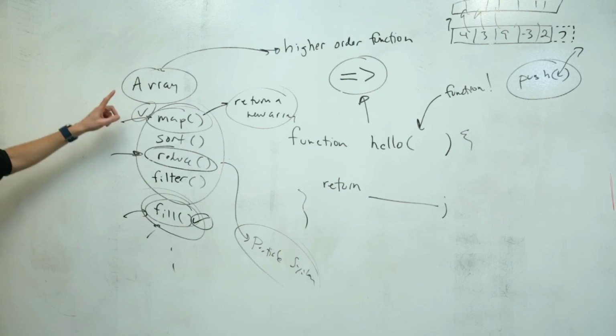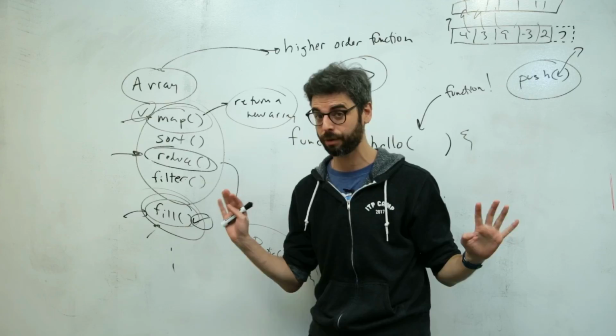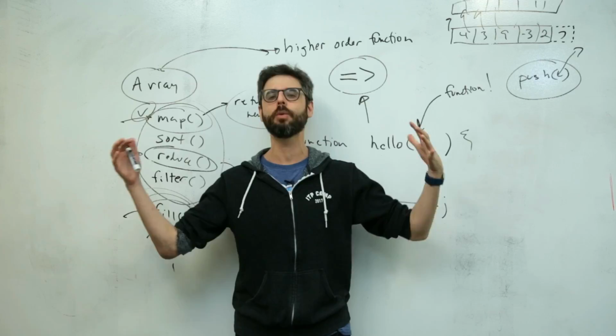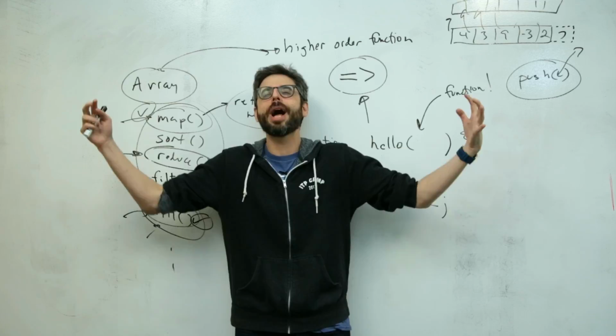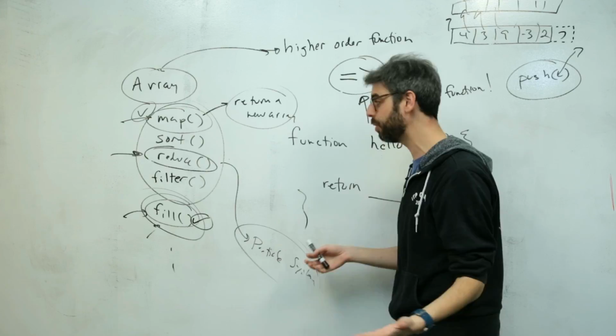Okay, so reduce. This is a really interesting and kind of weird and quirky higher order function for arrays. The reason why it's called reduce is, let's say I have an array, and I want to find out the essence of the array as a whole. I want to reduce it into one thing. So that's what this does. There are lots of reasons why you might want to do this, but I think probably the simplest scenario to start with is, I have an array and I want to add up all the numbers in it, or I want to average all the numbers in it.